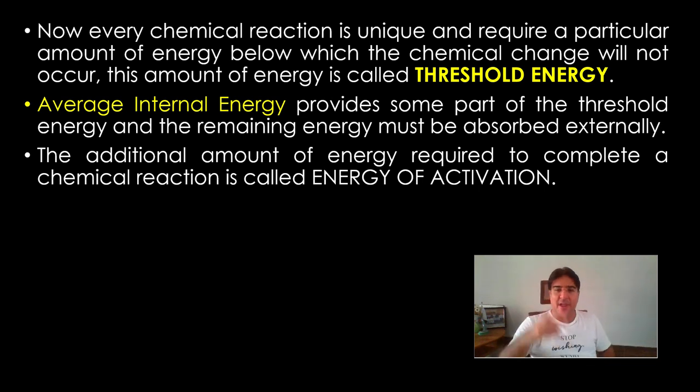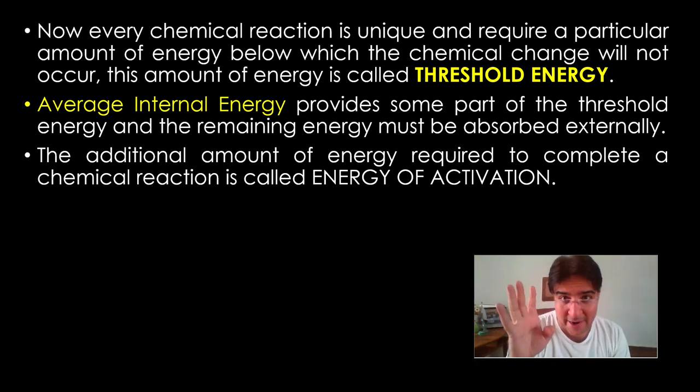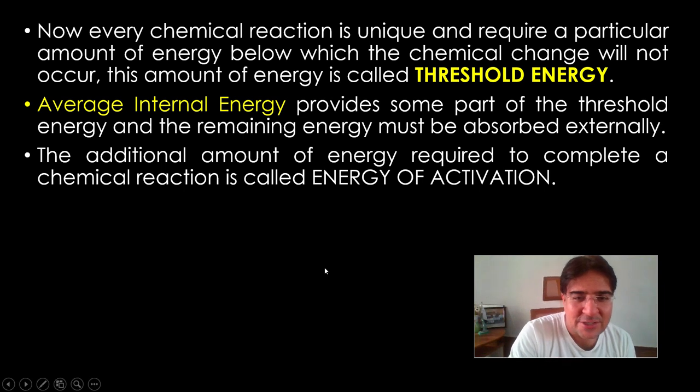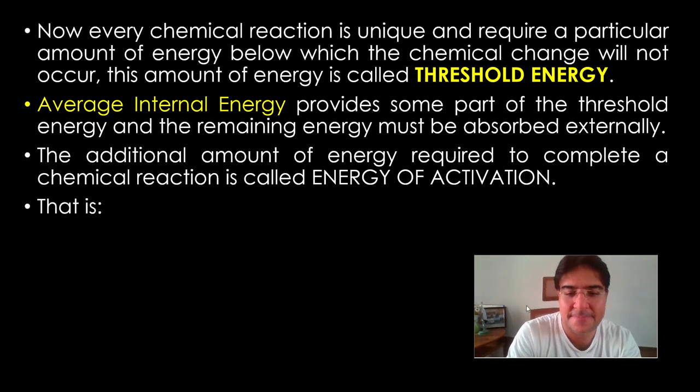For example, there are two reactions, A and B. A reaction has 10 threshold, B also has 10 threshold. Now, A reactant has 2 joule average internal energy, so 8 is required. And B has 9 average internal energy, so 1 is required. You can tell me which will occur faster. Yes, B, because absorbing energy takes time.